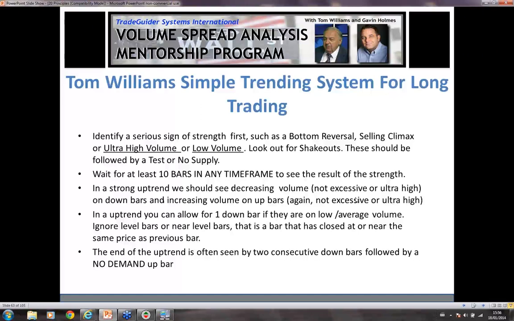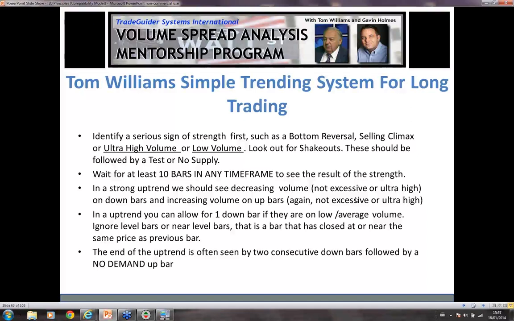Okay, now last week I talked about Tom Williams' simple trending system for going short. Well, this now applies when you want to go long. And again, if you look at the trade guide trending system, it's based very much on this. The colour of the bars and the colour of the diamonds are looking very much at this. So first of all, you find a serious sign of strength. And what I mean by serious is a bottom reversal, bag holding, selling climax shakeouts. Then that area needs to have a low volume bar, which is testing it, or we call that no supply. Then I'll wait to see the result of the strength.